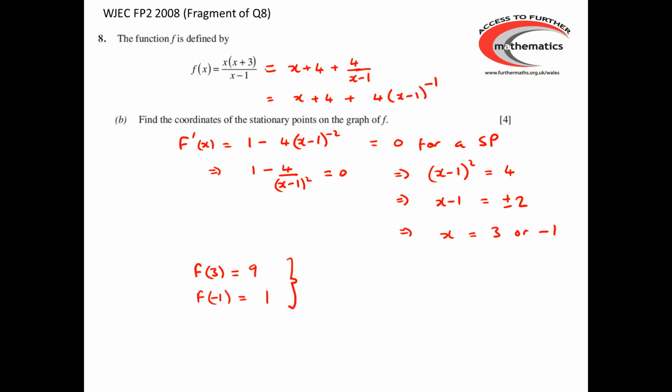If we work out f of 3, we've got f of 3 is 3 times 6, which is 18, divided by 2, which is 9. If we work out f of minus 1, we've got minus 1 times 2, divided by minus 2, which gives me 1. So we have stationary points of 3, 9 and minus 1, 1.